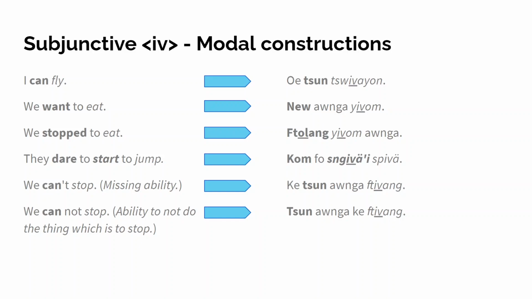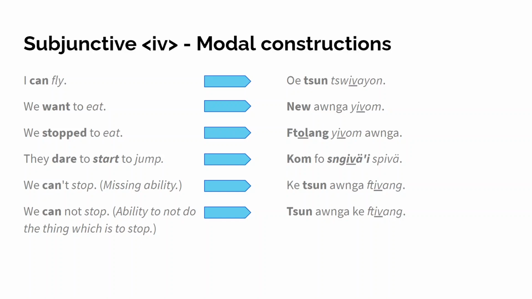They dare to start to jump. Kom vo snivei spive. Here we see something very interesting, namely that we can chain modal verbs. So the snivei in the middle is both a modal verb for the spive, start to jump, but it's also at the same time the second verb for kom, they dare to start. Because of this, it actually also needs the if infix, because it is still the second verb for the kom, even though it's also at the same time a modal verb for the spive.